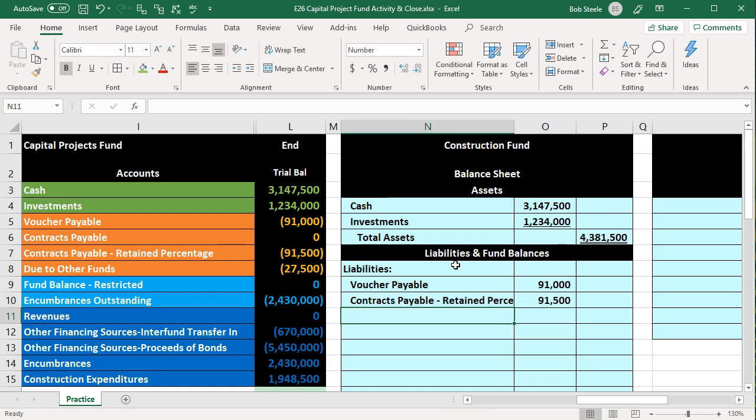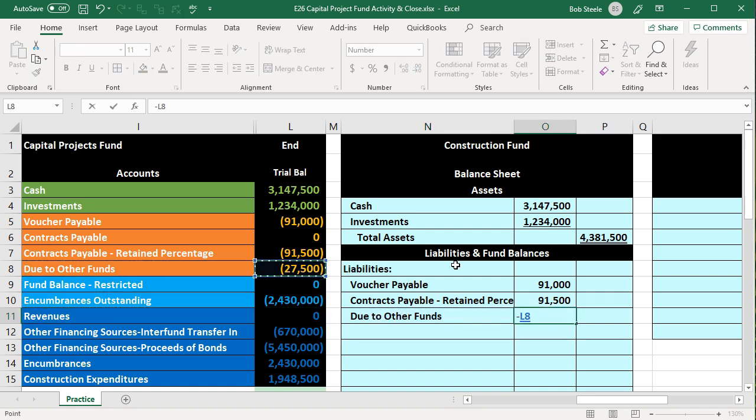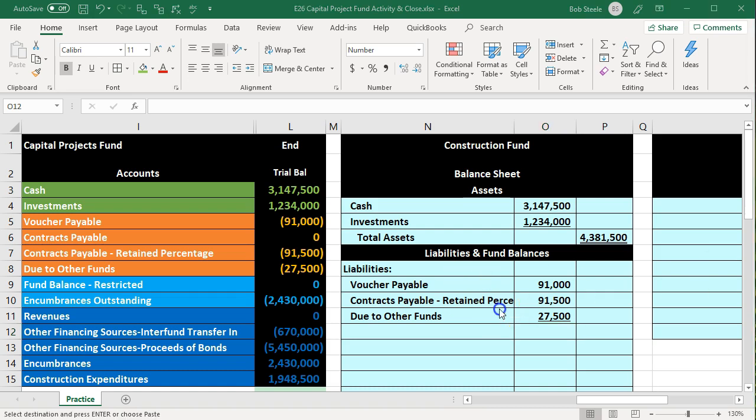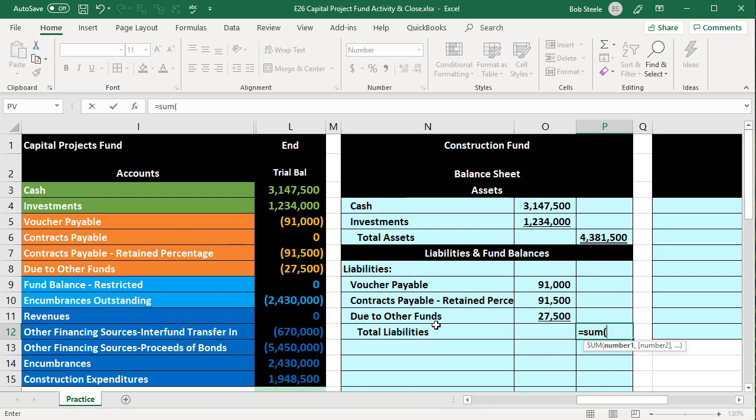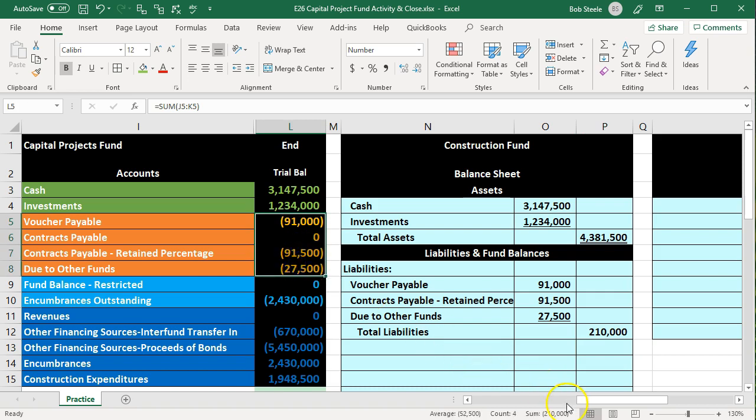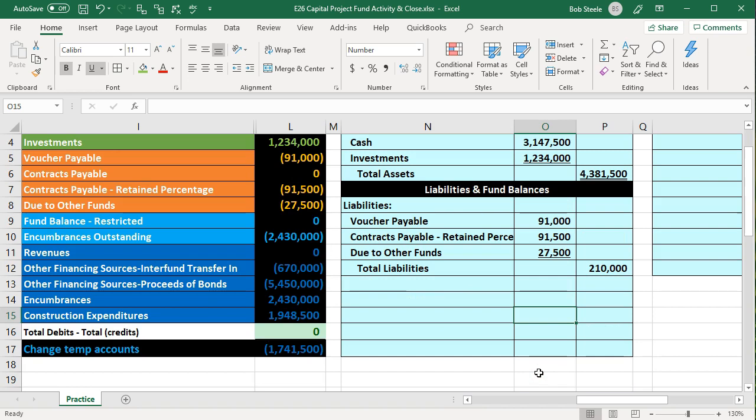And then we have due to other funds, and that's going to be negative of the 27,500, and that's going to be all the liabilities. So then we're going to say total liabilities, because we're going to total them in the outer column now using the sum function, equals SUM, and summing those up. So there's that. If we wanted to double check that, we can highlight these and say that adds up to 210,000 in both places, and therefore checks out.